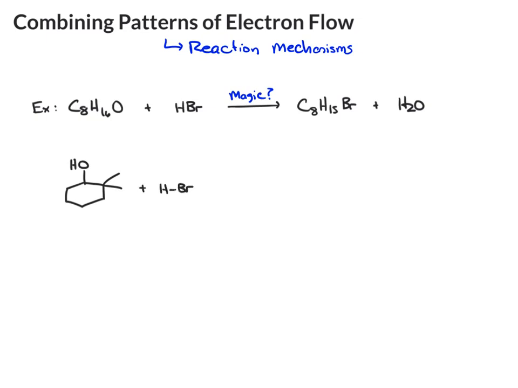Now, I don't want you to think that at this point you're expected to know exactly what's going to happen here to take us to some product. This is something we're going to work on functional group by functional group, predicting and understanding reactions. Right now, I just want you to get a feel for the different steps and the patterns of electron flow involved. So in the first step, we have the lone pair on the oxygen reacting with the proton in HBr.